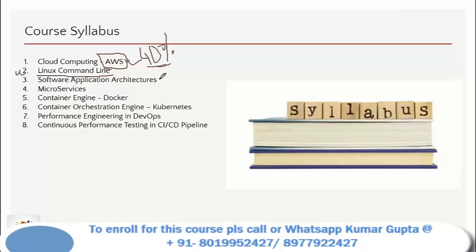And then we're going to talk about the different application architectures that we have: monolith application, microservices, and what the differences are. All those things we'll talk about. And then we talk about where we host these microservices. We host these microservices on containers. So how do we create containers using a container engine?